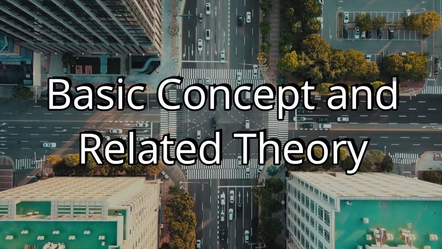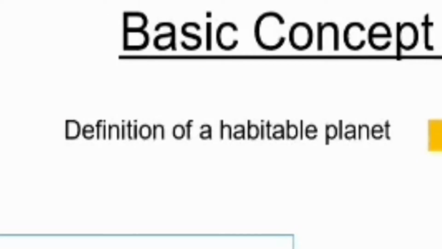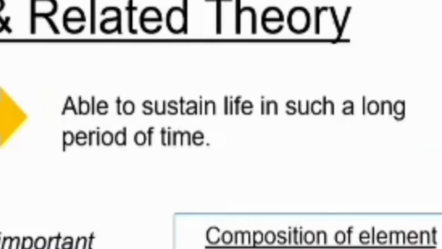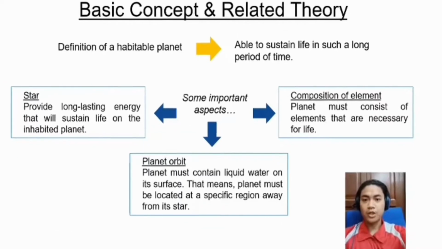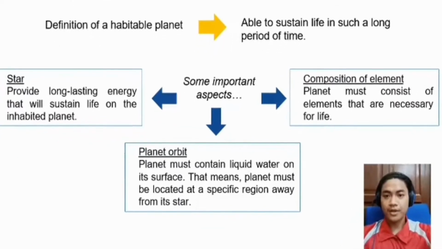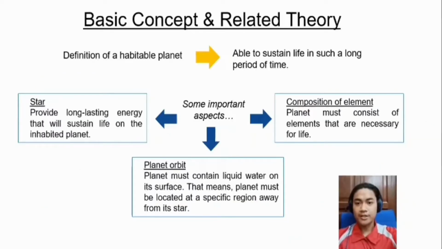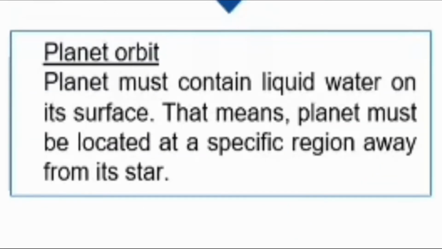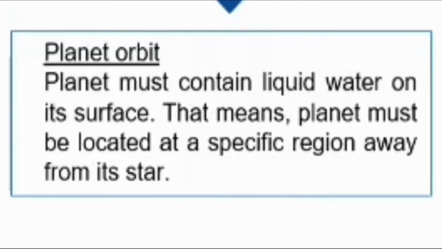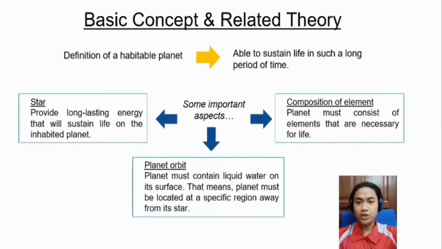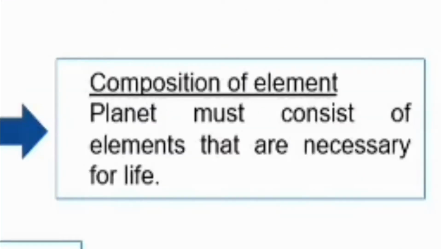Next will be the basic concept and related theory. A habitable planet is defined as one that can sustain life for a long period of time, and here we'll discuss some aspects to be considered for a planet to be habitable. The first one is the star. It must provide long-lasting energy that will sustain life on the inhabited planet. The second one is the planet's orbit. The planet must contain liquid water on its surface, which means it must be located in a specific region away from its star. And last but not least is the composition of elements. The planet must consist of elements that are necessary for life.